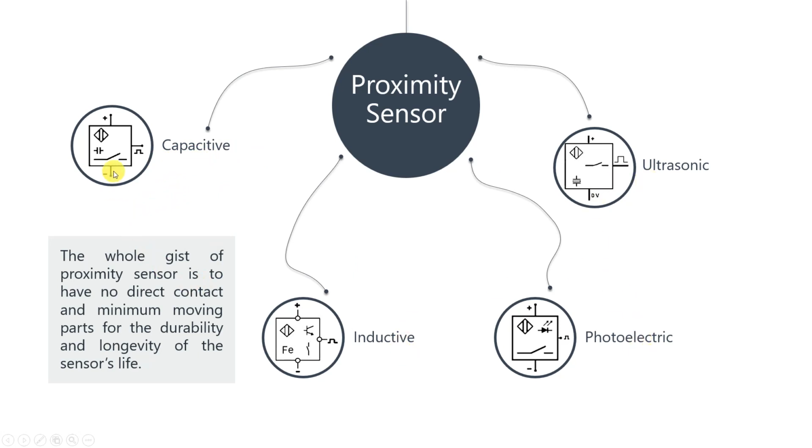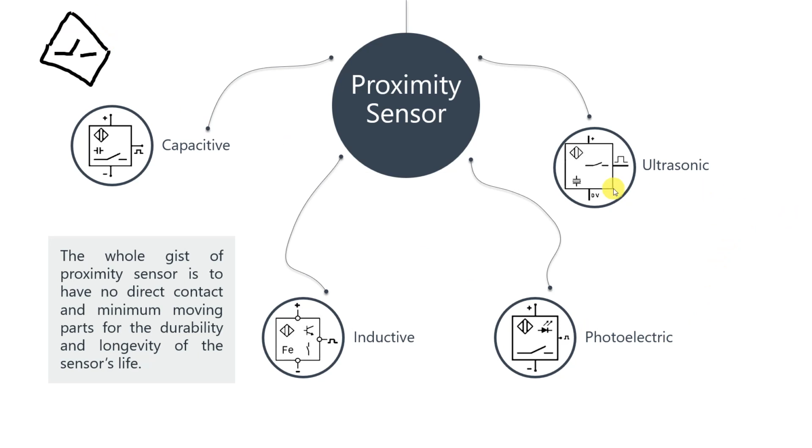Also, please note their symbols, their schematics. They are very essential if you are going to read electrical diagrams. Also, let me tell you the generalized symbol for a proximity switch. It is something like this: an NO or NC switch encompassed by a field. This is the generalized symbol for a proximity switch.